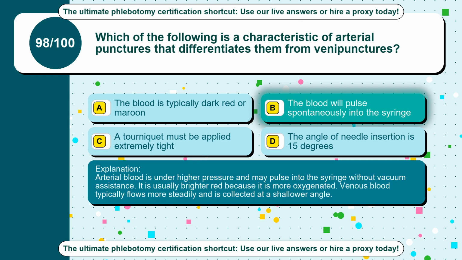Arterial blood is under higher pressure and may pulse into the syringe without vacuum assistance. It is usually brighter red because it is more oxygenated. Venous blood typically flows more steadily and is collected at a shallower angle.